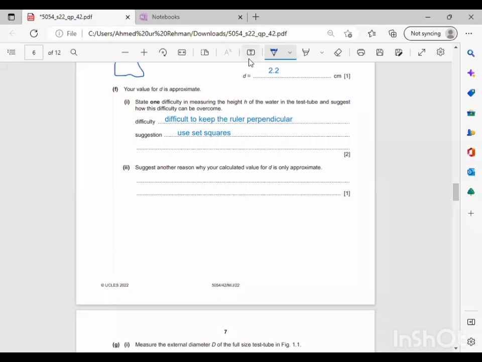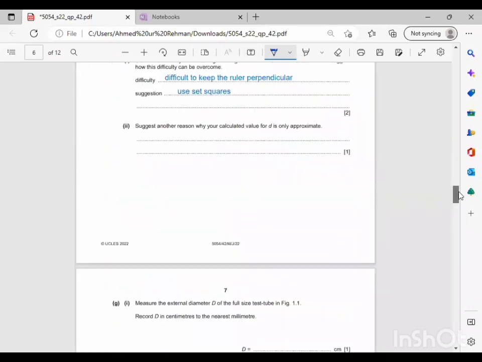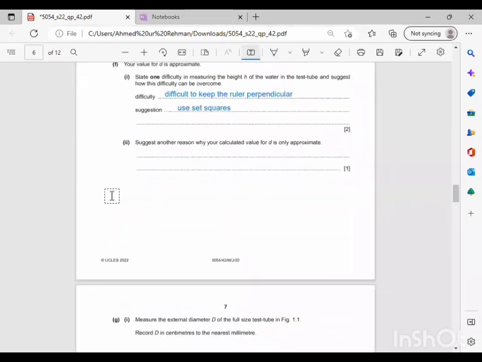Suggest another reason why your calculated value for D is only approximate. So let's keep it simple. I think then test tube is not a perfect cylinder. Straightforward answer. So test tube is not a perfect cylinder, a uniform cylinder. So I think that's fine.